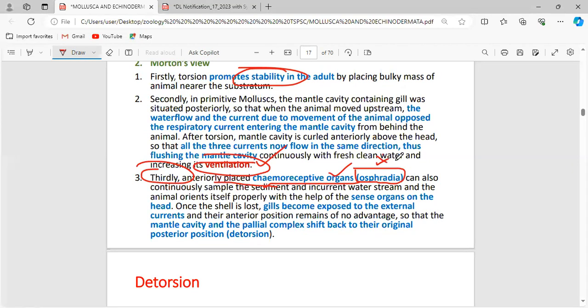This will be your question. We keep on telling sensory organs, sensory organs, sensory organs, and what is the name of that particular sensory organ? It is osphradia. They continuously sample the sediment in the water stream, and the animal orients itself properly with the help of the sensory organs on the head. Once the shell is lost, the gill becomes exposed to the external currents.